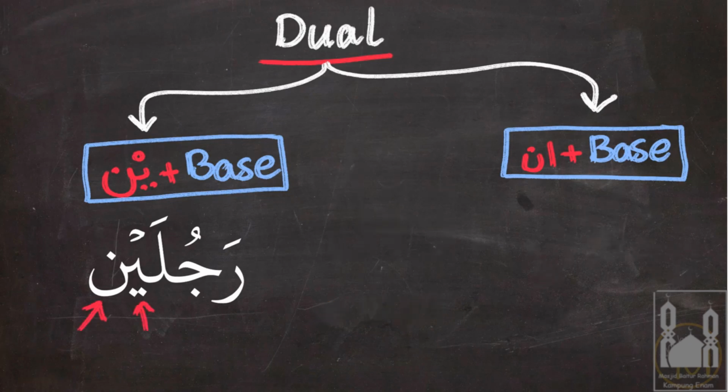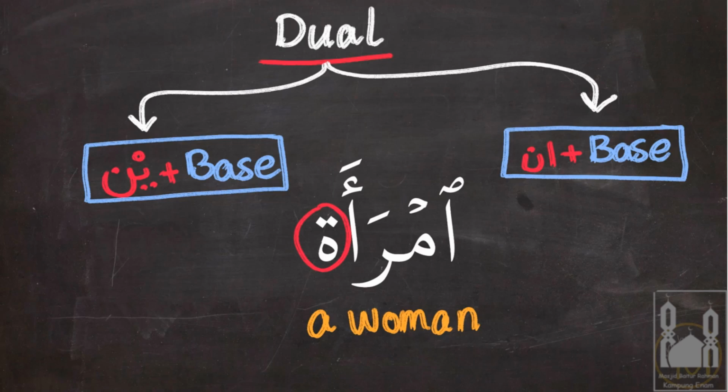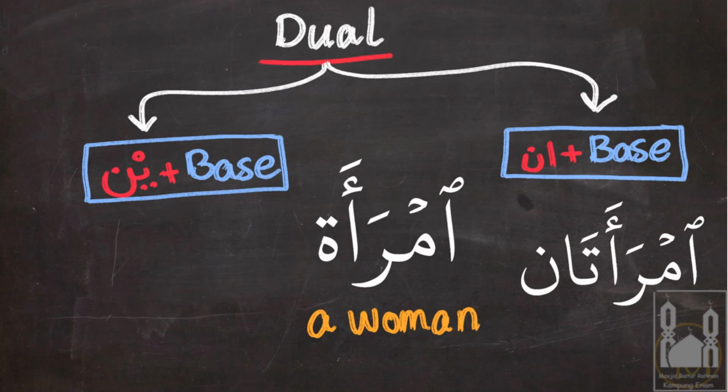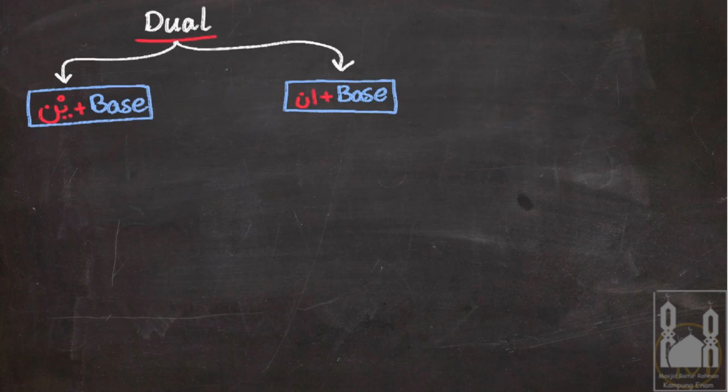And if you have a word like imra'a, and you want to turn it into a dual form, you will notice that the word ends with ta marbuta. So what you'll have to do here is turn ta marbuta into ta maftuha. Then you can add alif and noon or ya and noon to the end of the word. So it would be imra'atan or imra'atain. Let's have a look at these examples and try and analyze them.